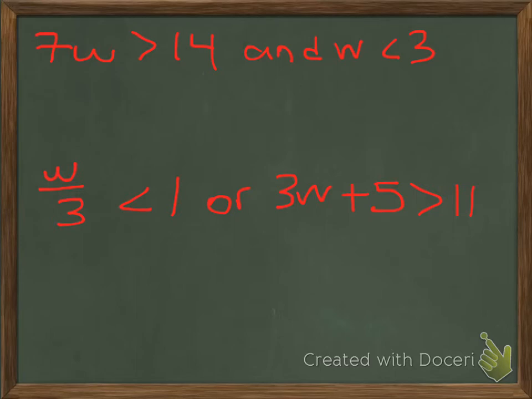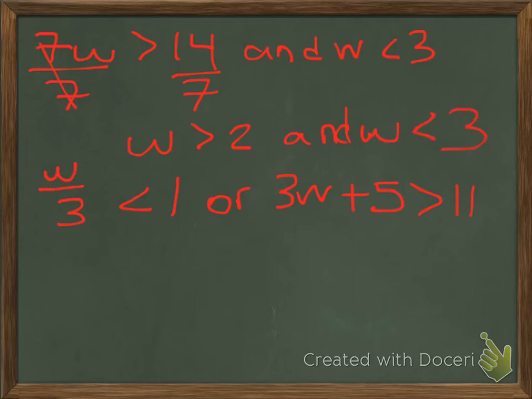These are compound inequalities, so we're going to solve them separately, and make sure to put the and or the or in between them. So 7w is greater than 14. We're going to divide by 7. So w is greater than 2. And we don't have to do anything to the other one. So w would be less than 3. And this would be my answer. Next one, I'm going to multiply by 3.